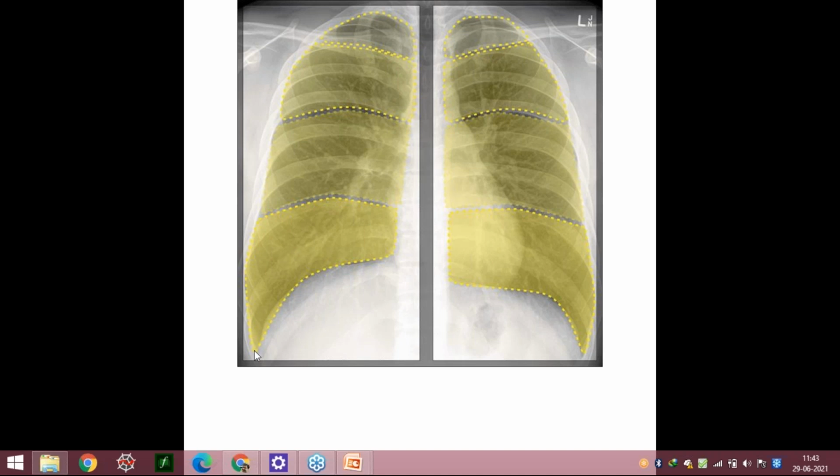Then we see the angles. So this angle is the costophrenic angle. Both the costophrenic angles have to be looked at, and we look at whether this is acute or not. If there is some abnormality, there will be an obtuse angle. We will see further with the X-rays. The next angle that we have to look for is the cardiophrenic angle. So this is the cardiophrenic angle.